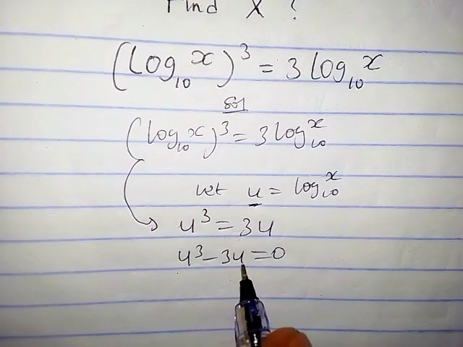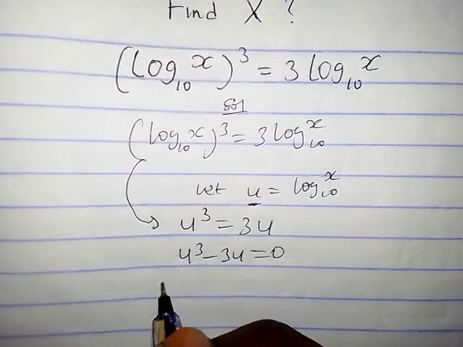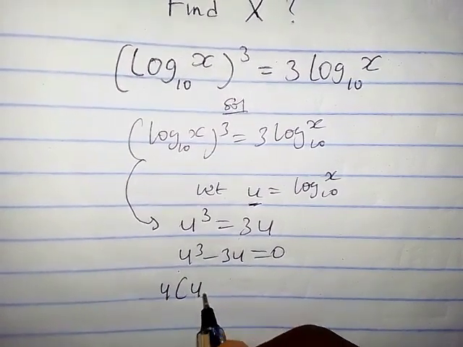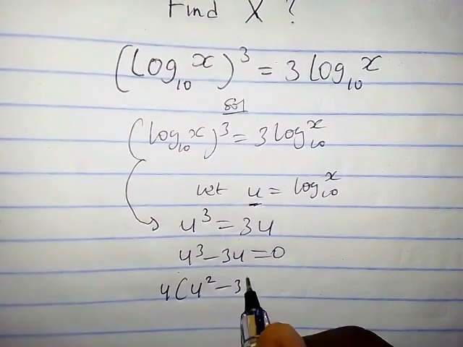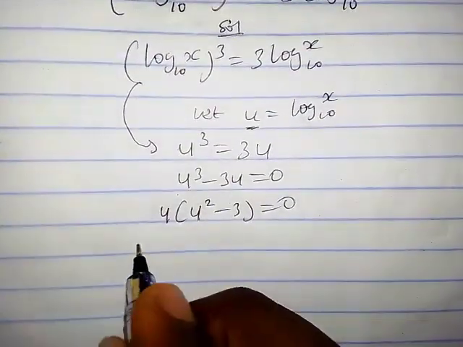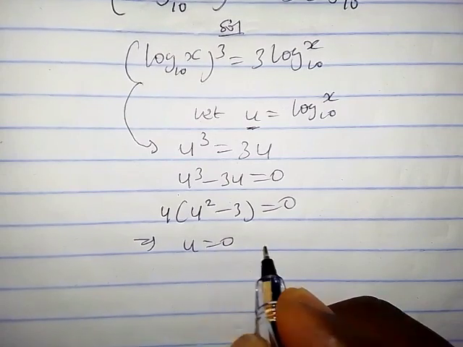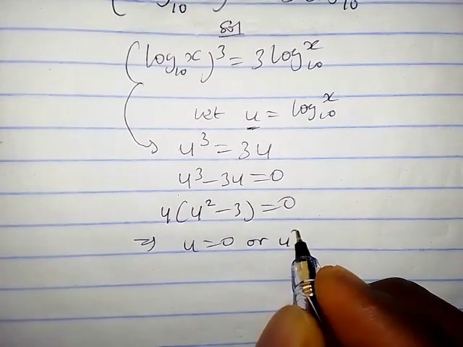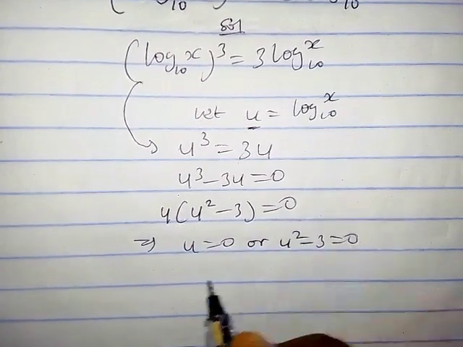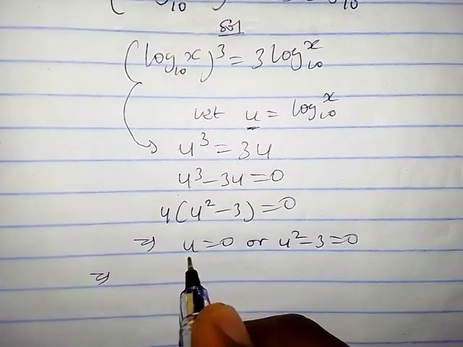You will observe that u is common here, so let us factor it out. We have u times (u squared minus 3) equals 0. This in turn gives u equals 0, or u squared minus 3 equals 0. So we've obtained one value for u.